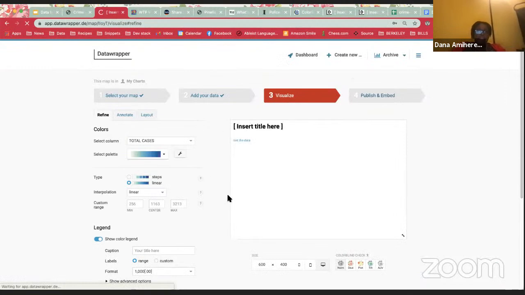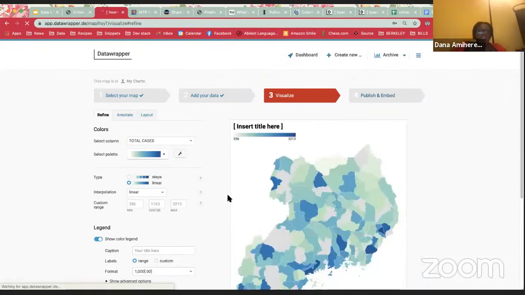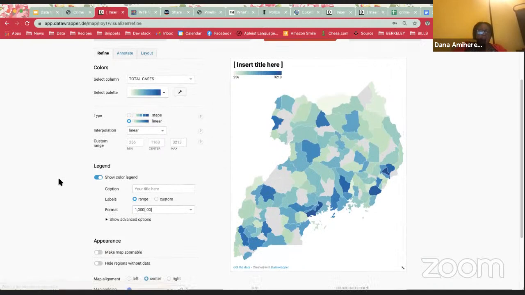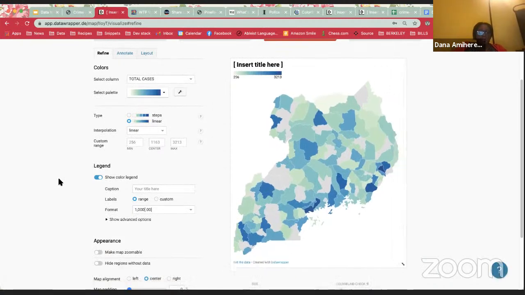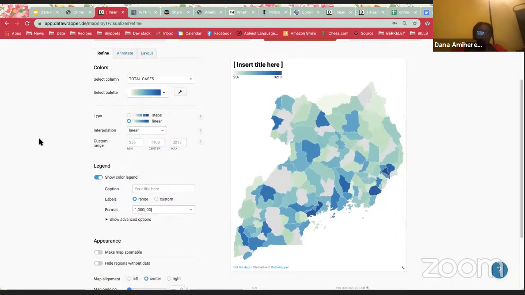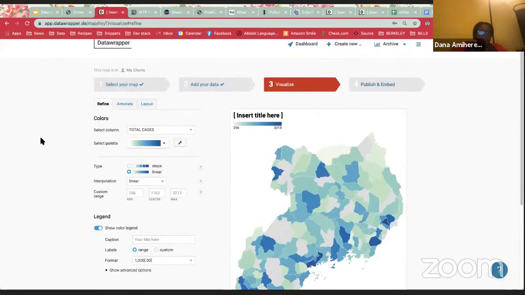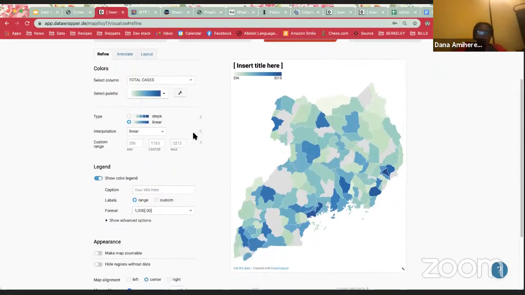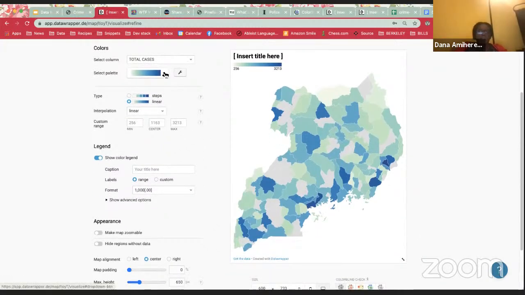And now it's gonna take us to actually do some refining and some styling to our map. And I don't know why mine is sizing in and out like that. Okay, stopped. All right, so the first thing that we see here is it's trying to figure out where the colors are coming from. And our values is our total cases. So that's where we want it to come from. So that's all good. And then we can select our color palette.